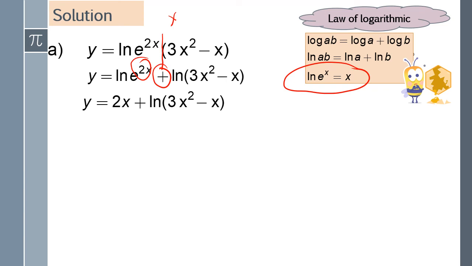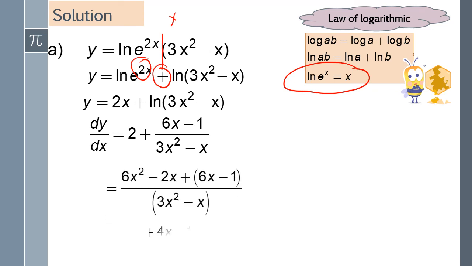Now we differentiate, so we have dy/dx equal to 2 plus 6x minus 1 over 3x squared minus x. Then we simplify until we get the answer is 6x squared plus 4x minus 1 over x times 3x minus 1.